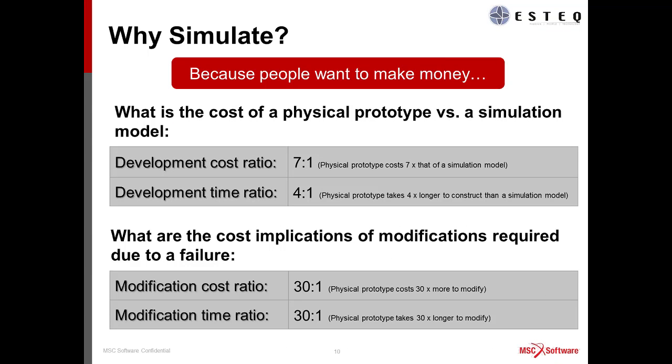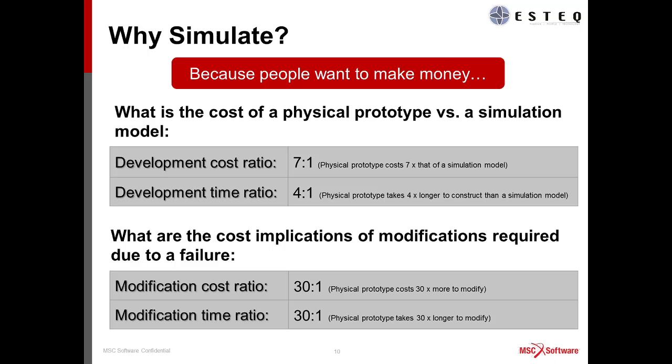If we now compare the costs that I've just spoken about in the previous slide to those of a simulation model, we can see immediately the advantages that exist. So if we just look at the initial development cost of the prototype, a physical prototype will cost about 7 times more than a simulation model. The development time for a simulation model will be 4 times faster than that of a physical prototype. So on the initial development, both in terms of cost and time, you save significantly.